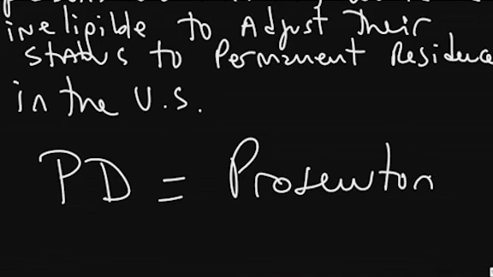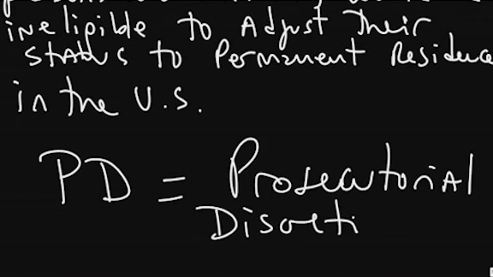Prosecutorial discretion. This is an interesting term because what it really means is that it gives the U.S. government, the attorney for the government, the discretion to decide on this case, to decide what will be the best way to go about it.